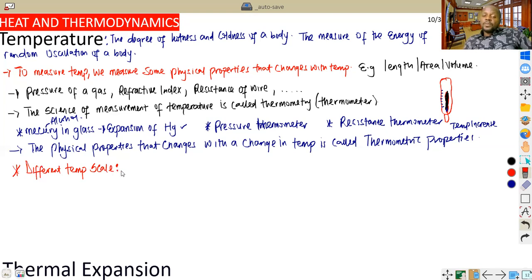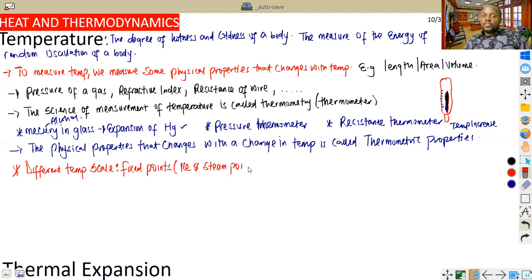To define a temperature scale, we use two particular fixed points. In physics, there are two fixed points that are used as a measure of a temperature scale. The two fixed points are called the steam point and the ice point.